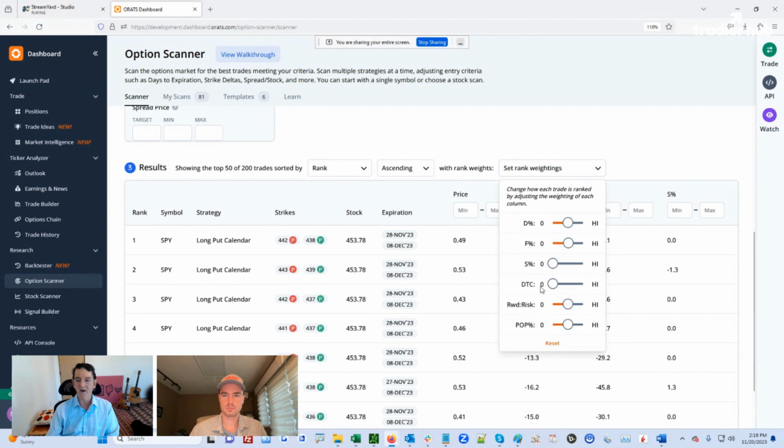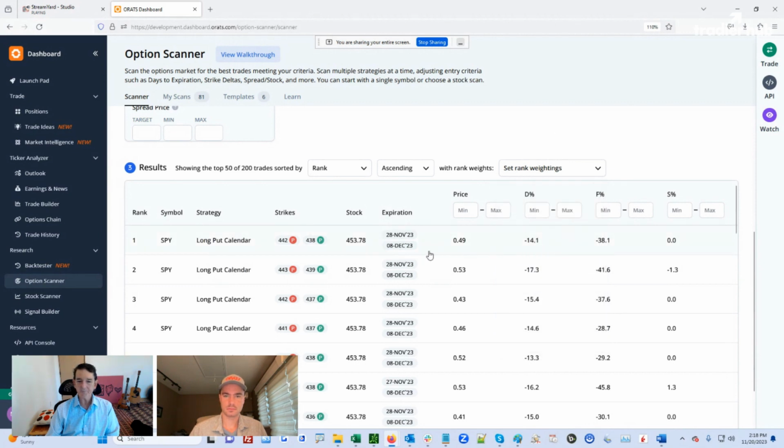DTC is, if you have a high delta, it gives you control of how much it costs to control the delta. That isn't that important for this particular trade. There's not much delta here. Reward to risk and probability of profit, those are important. So I like our ratings here. And so now we have the 442, 438.